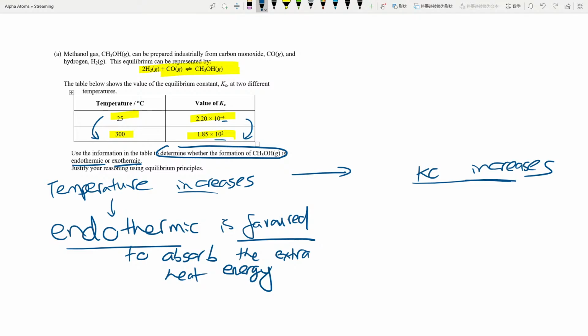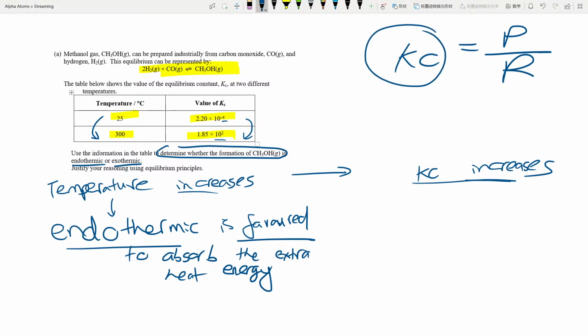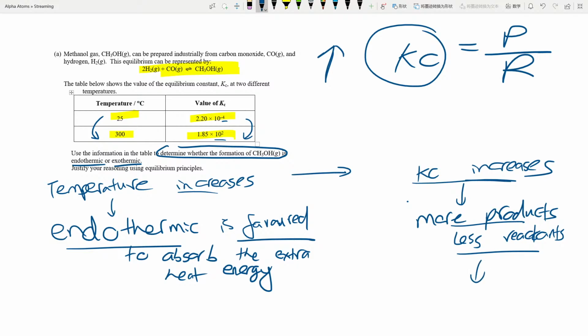Kc increases. Remember, Kc is a ratio of products divided by reactants. If Kc has gone up, doesn't that mean there are more products? That should be really obvious. There are more products and fewer reactants, otherwise how are you going to get a fraction to go up? This is the only possibility. If that means you have more products and less reactant, doesn't that mean the forward reaction has been favored?